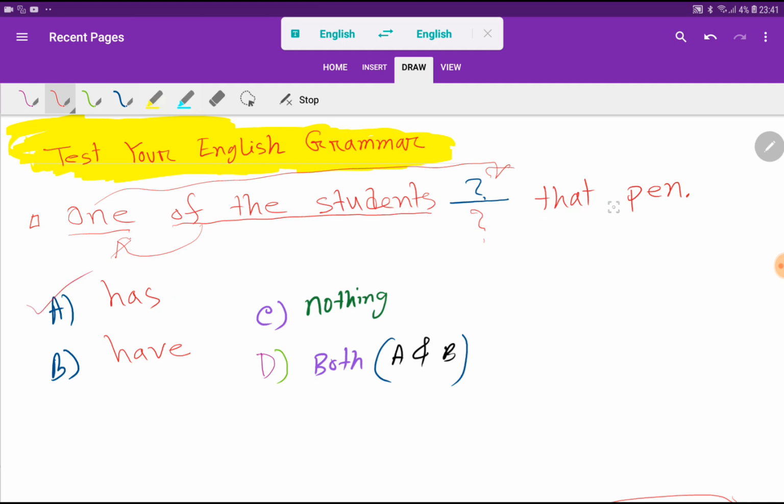One of the student has that pen. Remember, we use one of to mean a member of a group of people or things, right? I think you have understood. You have to search for the head word, right?